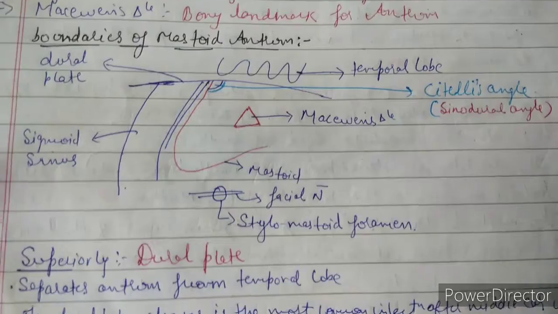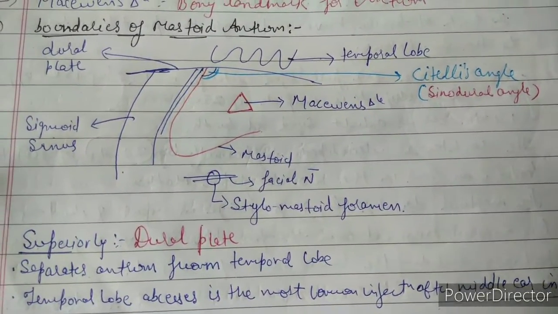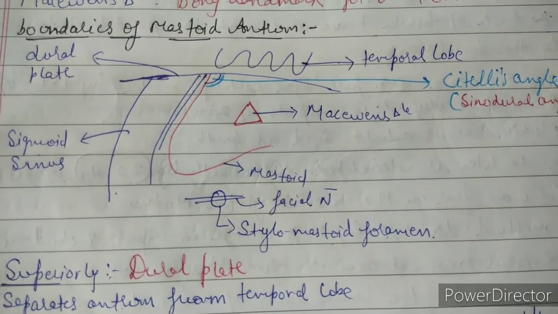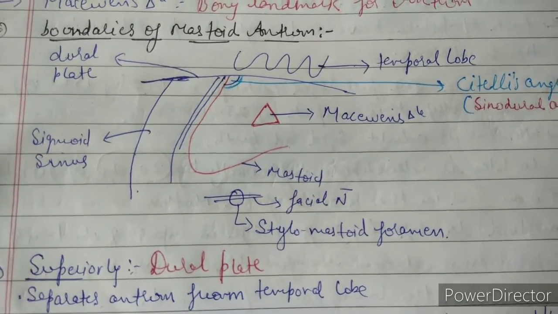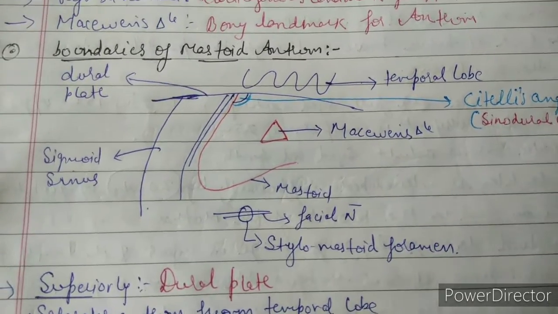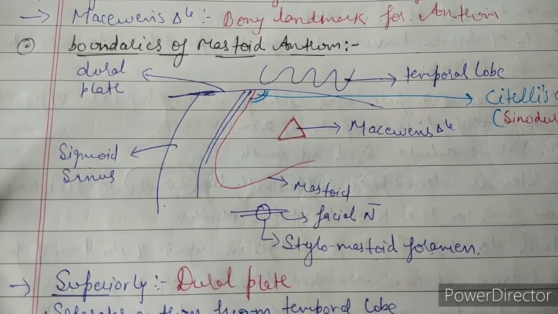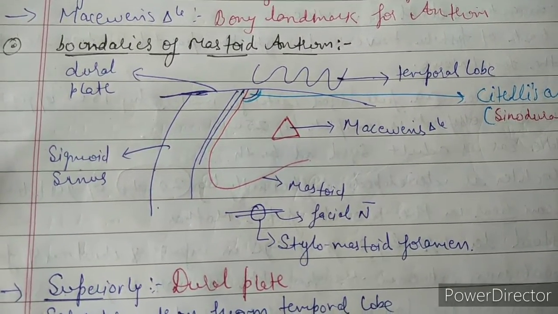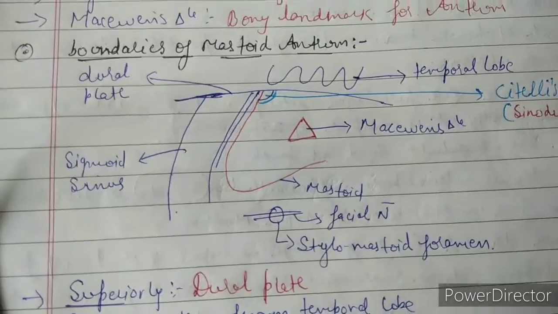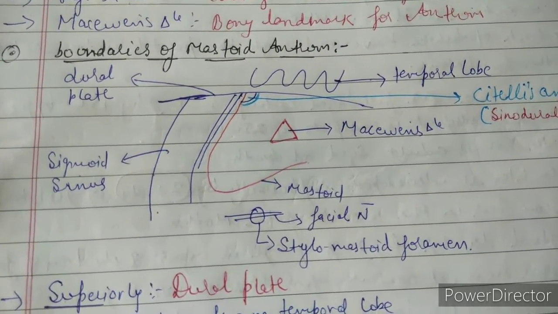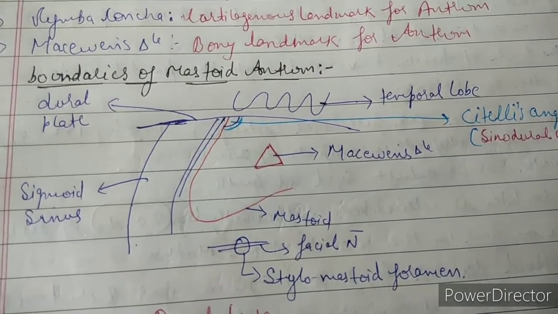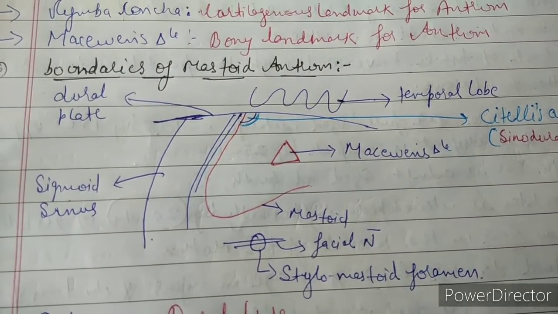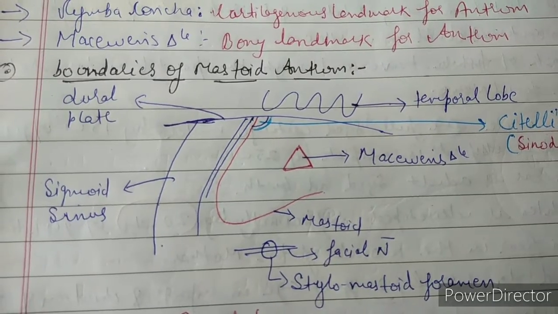So guys, now we'll be seeing the boundaries of the mastoid antrum. You are seeing this red one I have drawn is the mastoid. Behind the mastoid, as everybody knows, we have the sigmoid sinus, and between the mastoid and the sigmoid sinus we have a sigmoid bone, or we can say sigmoid plate. Now the superior border of the mastoid is what? It is the temporal lobe, that is the middle cranial fossa.